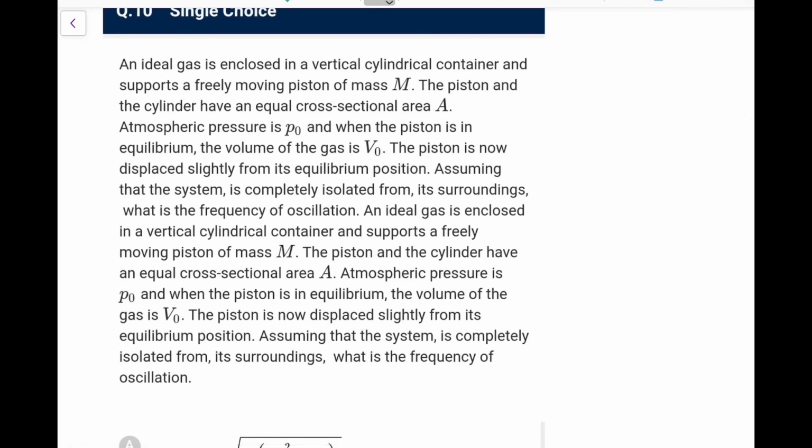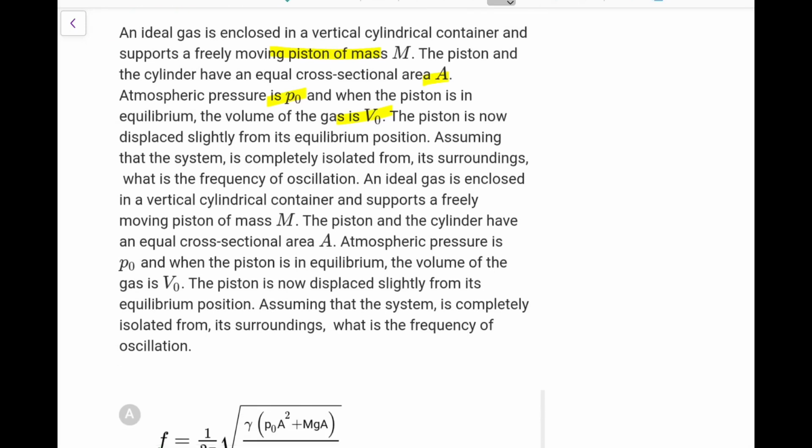An ideal gas is enclosed in a vertical cylindrical container, which supports a freely moving piston of mass m, that means the piston is free to move. Piston and the cylinder have an equal cross-sectional area A, the atmospheric pressure is P0, and when the piston is in equilibrium, the volume is V0. The piston is now displaced slightly from its equilibrium position, assuming that the system is completely isolated. What is the frequency of oscillation?